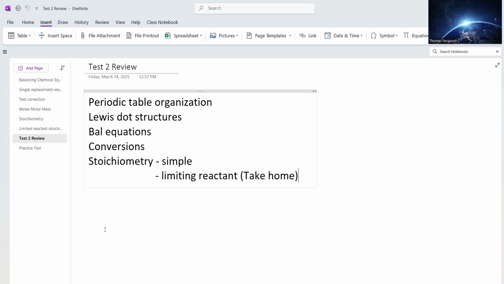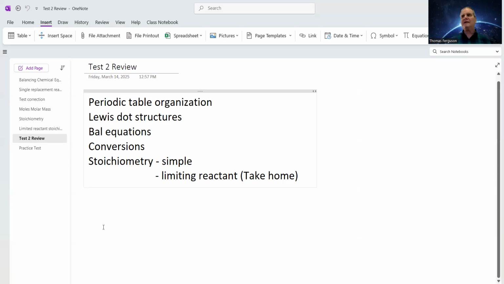And then this is the take-home problem on limiting reactants, which we went over yesterday. Focus on the first problem that we went over yesterday. We went over 2. The second one got confusing because there's a whole bunch of weird conversions. Let's focus on the first one. Okay, is everyone okay with that?